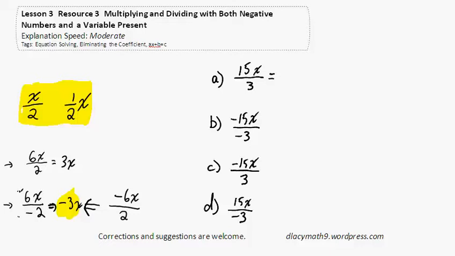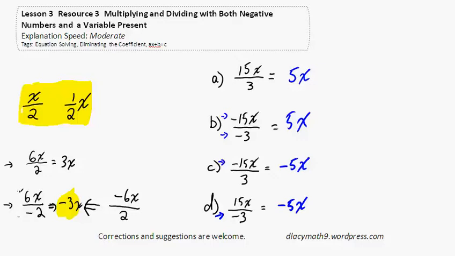Well, hopefully you've had a shot at them. 15 divided by 3 times x is positive 5x. And negative 15 divided by negative 3 times x is also equal to positive 5x. Now, negative 15 divided by positive 3 times x is negative 5x. And positive 15 divided by negative 3 times x is negative 5x.